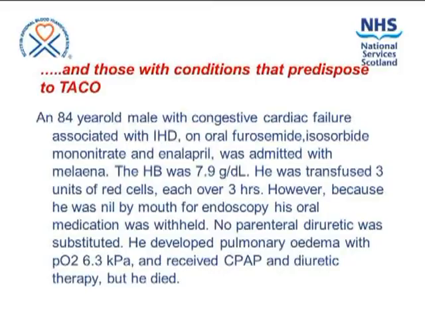This is just an example of one case which was reported to SHOT, just to give you a feel for this condition. So it was an 84-year-old male with congestive cardiac failure associated with ischemic heart disease. He was on regular furosemide and isosorbide mononitrate and enalapril, and he was admitted with melena. The hemoglobin on admission was 7.9 grams per decilitre, and as a result he was transfused 3 units of red cells, each being prescribed over 3 hours.